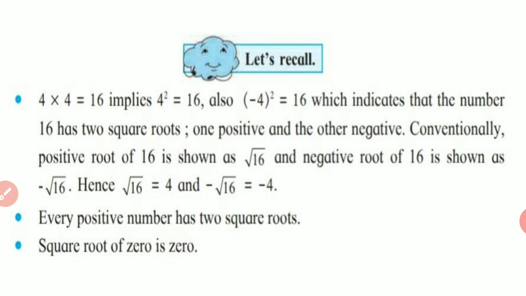Square root of 0 is always 0. These three points we have to remember always. These three points are very, very important.